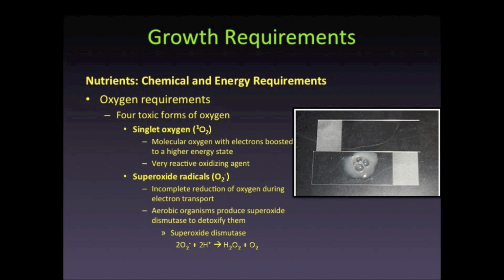A second form of toxic oxygen is the superoxide radical, which can be formed from the incomplete reduction of oxygen at the end of the electron transport chain. Superoxide radicals are very toxic to cells, and thus cells utilizing oxygen produce enzymes to detoxify the radical. The enzymes are known as superoxide dismutases. These enzymes contain metal cofactors that combine with 2 superoxide radicals and 2 protons to yield hydrogen peroxide and oxygen.